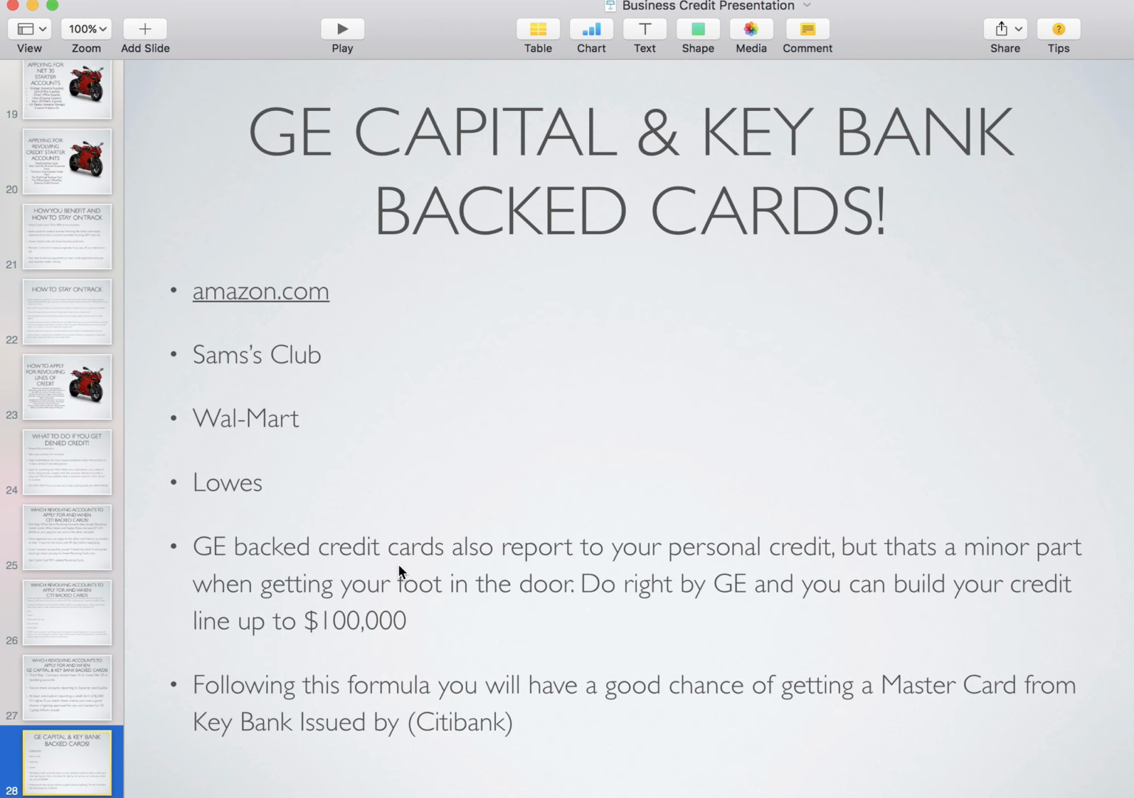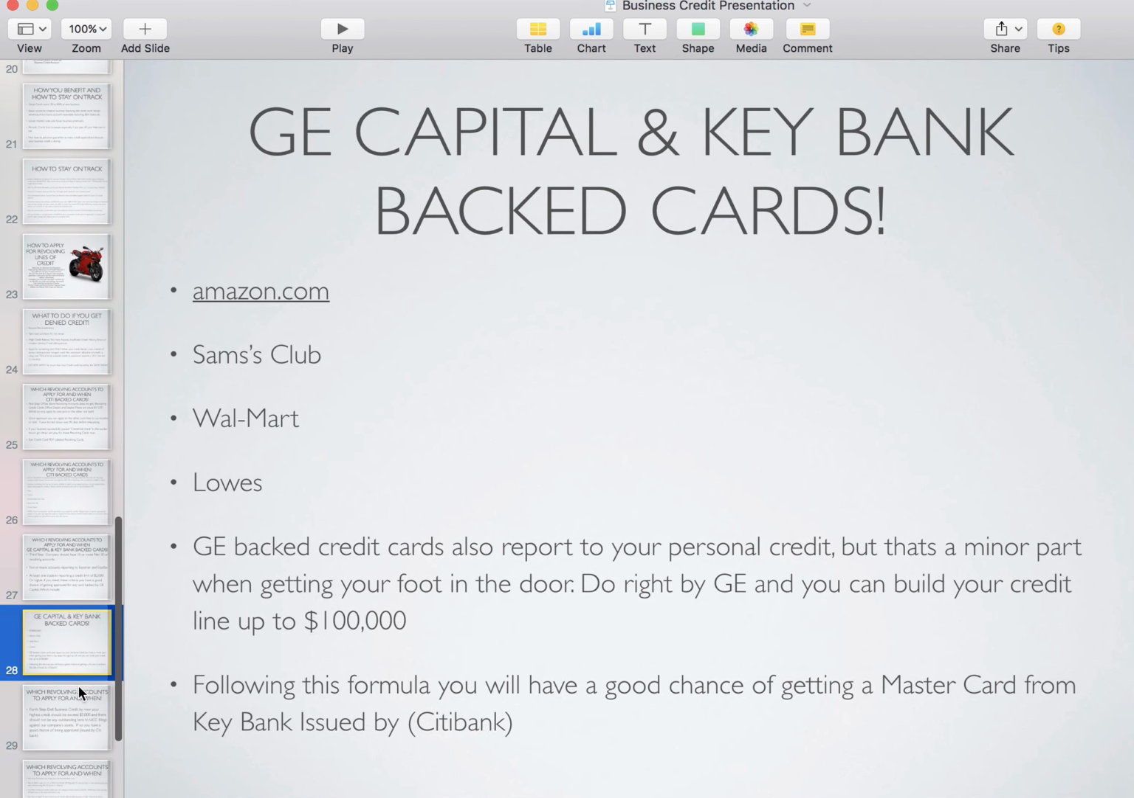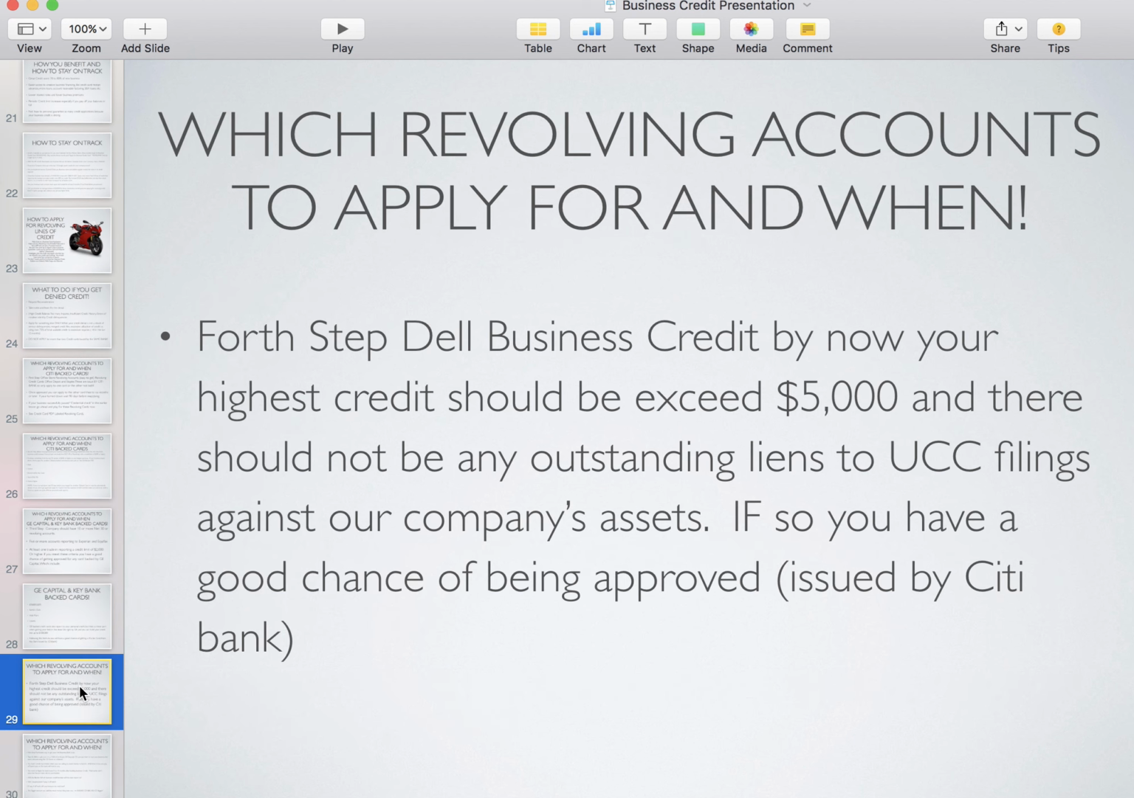So following this formula, you're going to have a good chance of getting approved by MasterCard from Key Bank, issued by Citibank, and that's where you want to be. So you're building on your credit, and you're getting the credit cards. After you do all those things, your 4th step is you're going to build that revolving account. Maybe 3 months down the line, you're going to go to the 4th step. See, all of this is in 3-month increments, guys. It's steps laid out in 3-month increments.